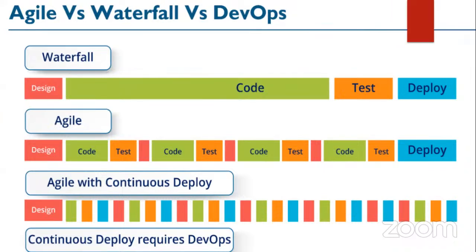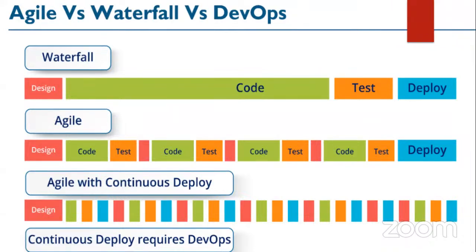Basically a linear model, which we just follow: design, code, test, and deploy. Everything, design, code, testing, deploy, happens in the waterfall model. But if you give this answer in the interview, they will not shortlist you. 100% they will not select you.